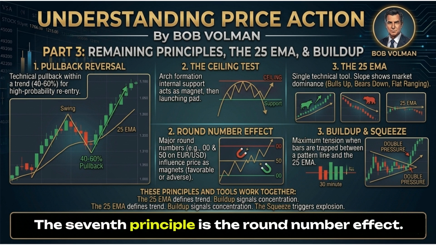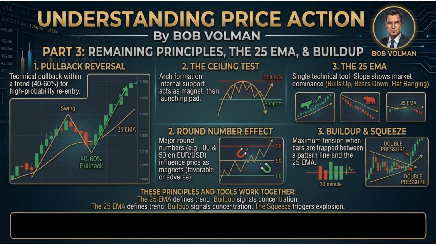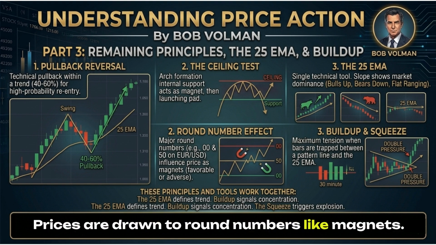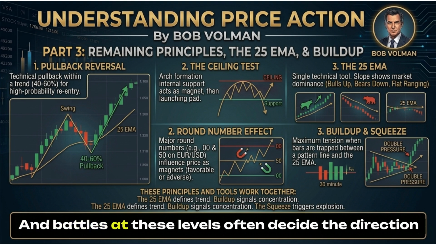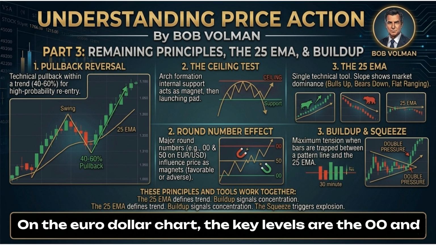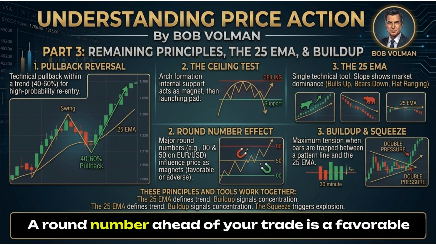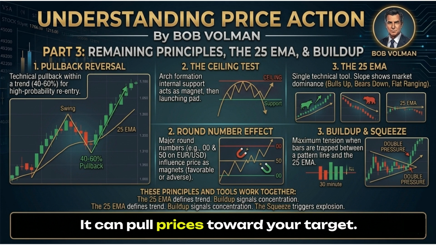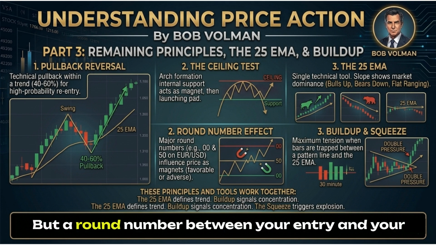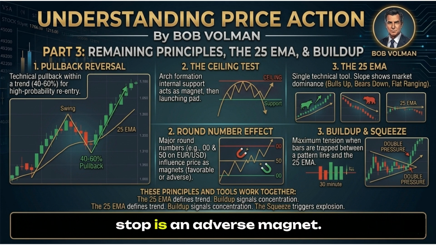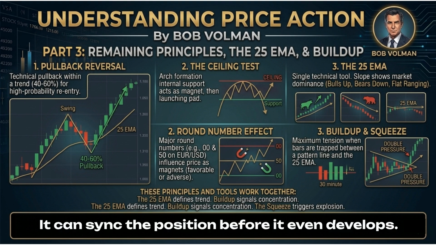The seventh principle is the round number effect. Prices are drawn to round numbers like magnets, and battles fought at these levels often decide the direction of entire sessions. On the euro-dollar chart, the key levels are the 00 and 50 levels. A round number ahead of your trade is a favorable magnet. It can pull prices toward your target. But a round number between your entry and your stop is an adverse magnet. It can sink the position before it even develops.